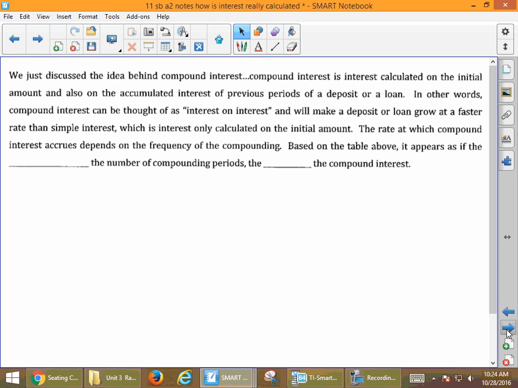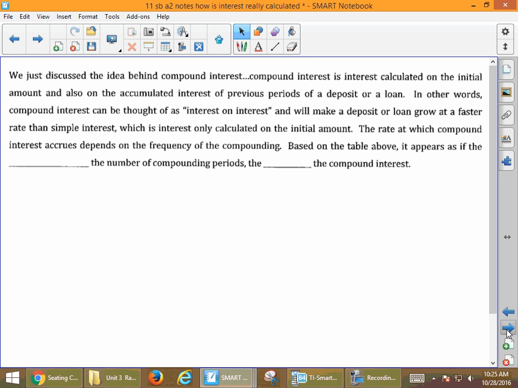So when we look over here, the idea behind compound interest, it's interest calculated on the initial amount, but it's also calculated on the interest. In other words, compound interest can be thought of as interest on interest. And it makes the deposit or the loan grow at a faster rate than the simple interest, which is interest only calculated on the initial amount. You might have done in elementary school, I equals P times R times T. That's your simple interest rate.